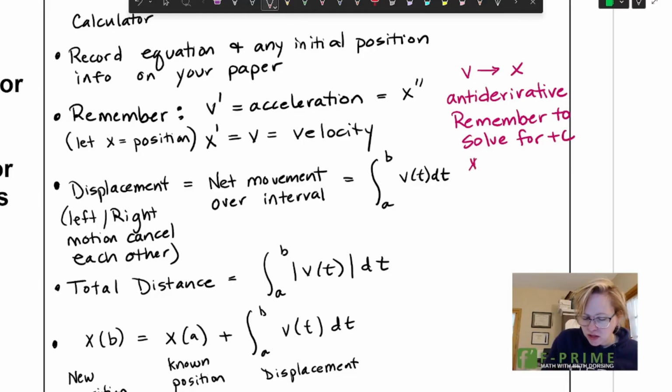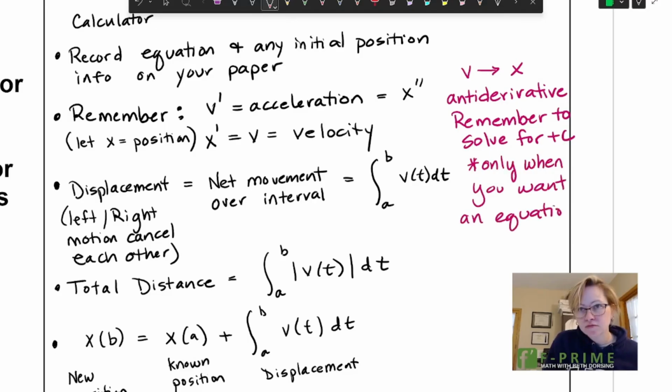But this is only when you want an equation for position.